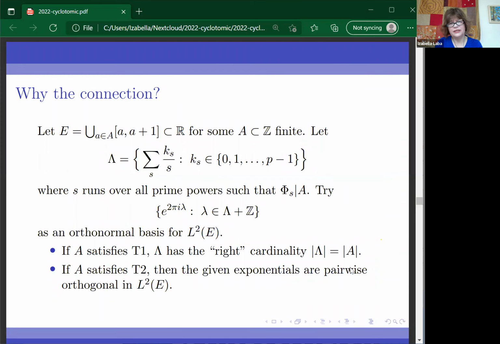The connection between T2 and spectrality is that if you have the T2 condition, then you have a bunch of cyclotomic polynomials that divide A of X, and those polynomials have a nice structure. You can use that to construct an explicit set lambda so that the corresponding set of exponential functions is an orthogonal basis.